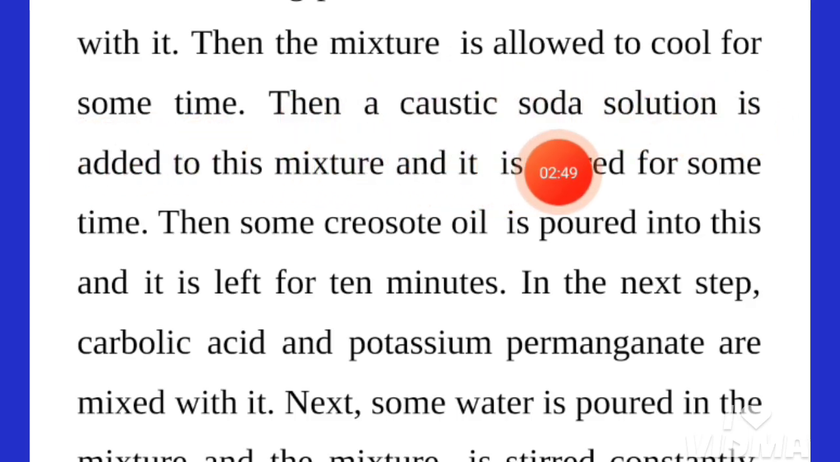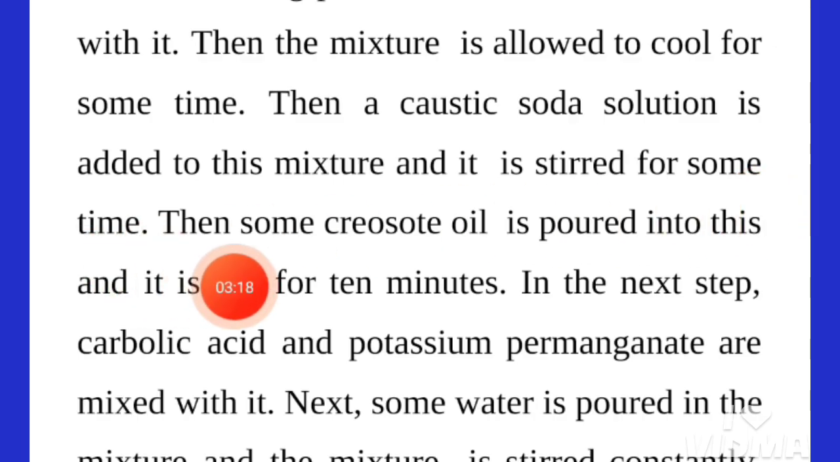Then a caustic soda solution is added to this mixture and it is stirred for some time. Here we have to use add to. Add to means give. Then caustic soda is given to the mixture and it is stirred. And stirred means here move slowly with a spoon. Move the solution with a spoon. This means stir. And the solution is stirred for some time.